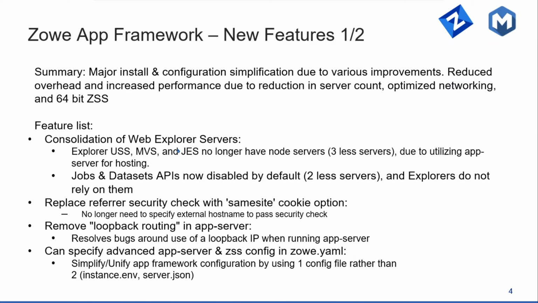And that was due to trying to support very old browsers. Browsers these days have a different way to accomplish the same level of security via the same site cookie option. So in version 2, you'll find that this referrer security check is just no longer used, and a same site cookie option is used instead. It works on all major browsers. It has for the last few years, so you shouldn't notice any disruption other than that. Now there's no edge case where you needed to specify the host name differently. It should just work.